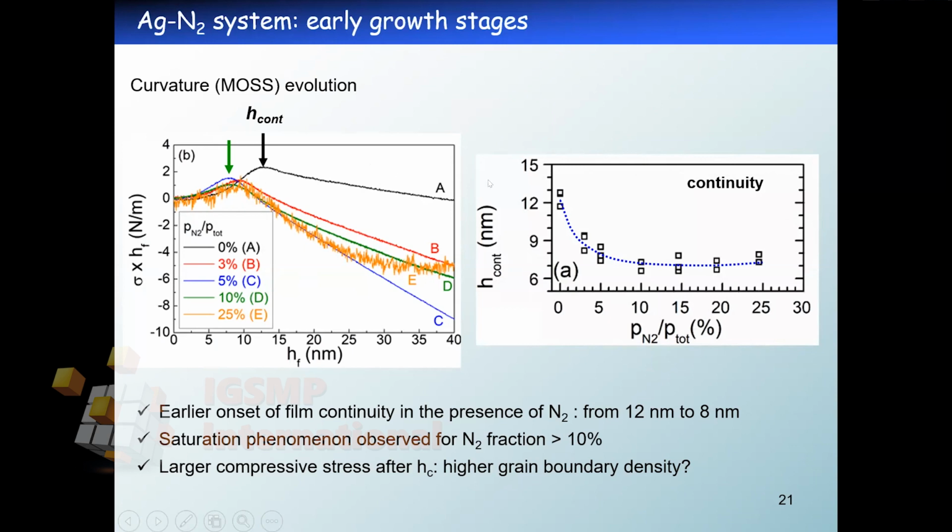And it's quite interesting here because starting from a reference value of 12 nanometer, we can decrease roughly down to 7 nanometer. So this is a quite powerful method to obtain a more two-dimensional silver layer.